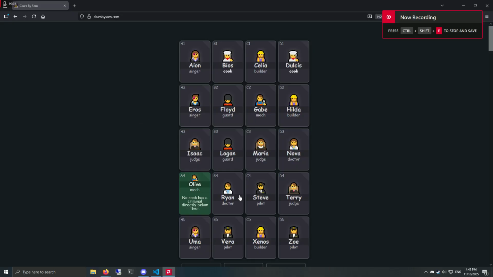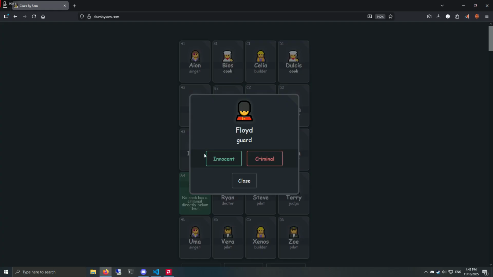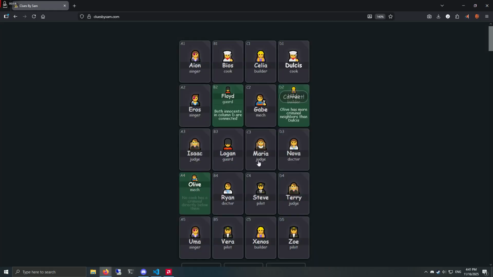Right. So, Olive, no cook has a criminal directly below them. How many cooks? Two cooks. No cook has a criminal. Two innocents done. Both innocents in column D are connected. Only two in column D. One or two here. So that makes criminal.